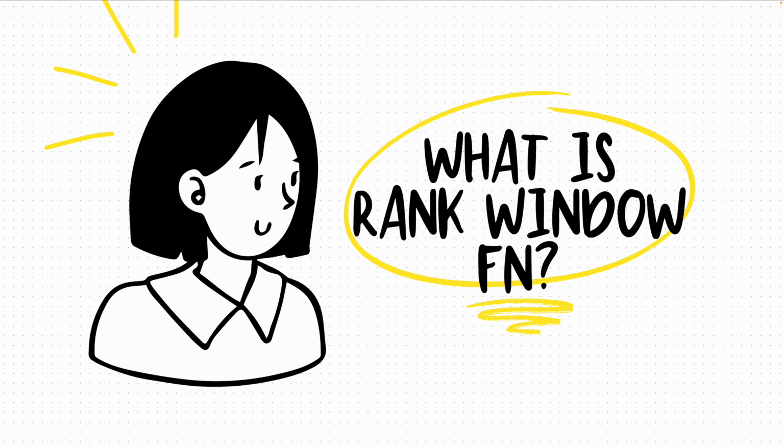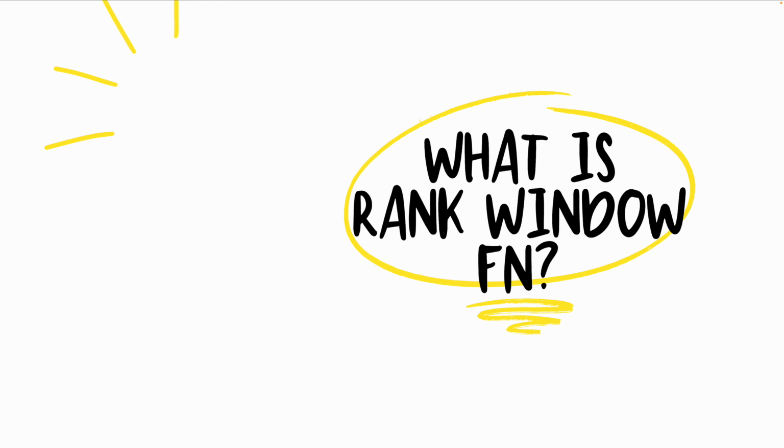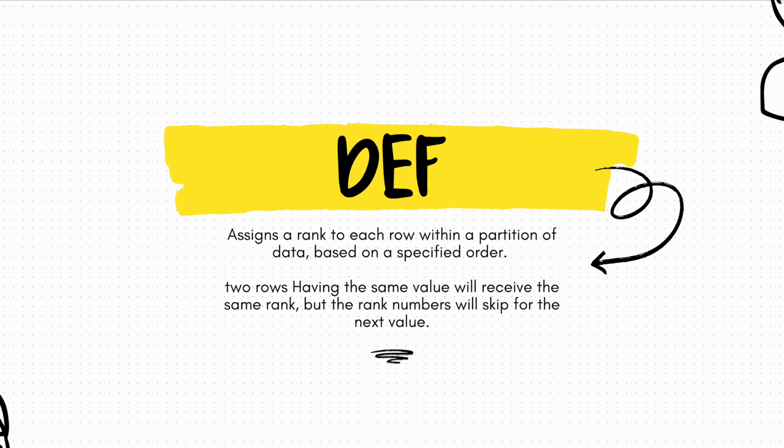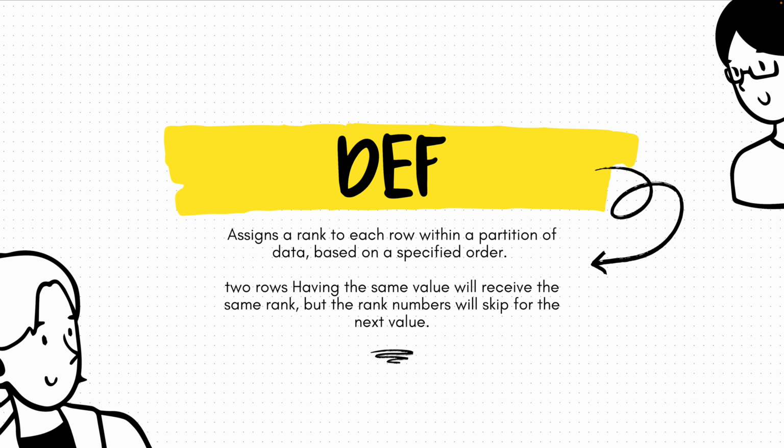In SQL, window functions allow us to compute values across a set of rows related to the current row without collapsing the data, like the traditional aggregation functions. And today we will focus specifically on the rank function. Now, what is the rank function, and what does it actually do? Simply put, it assigns a rank to each row within a partition of data based on a specified order.